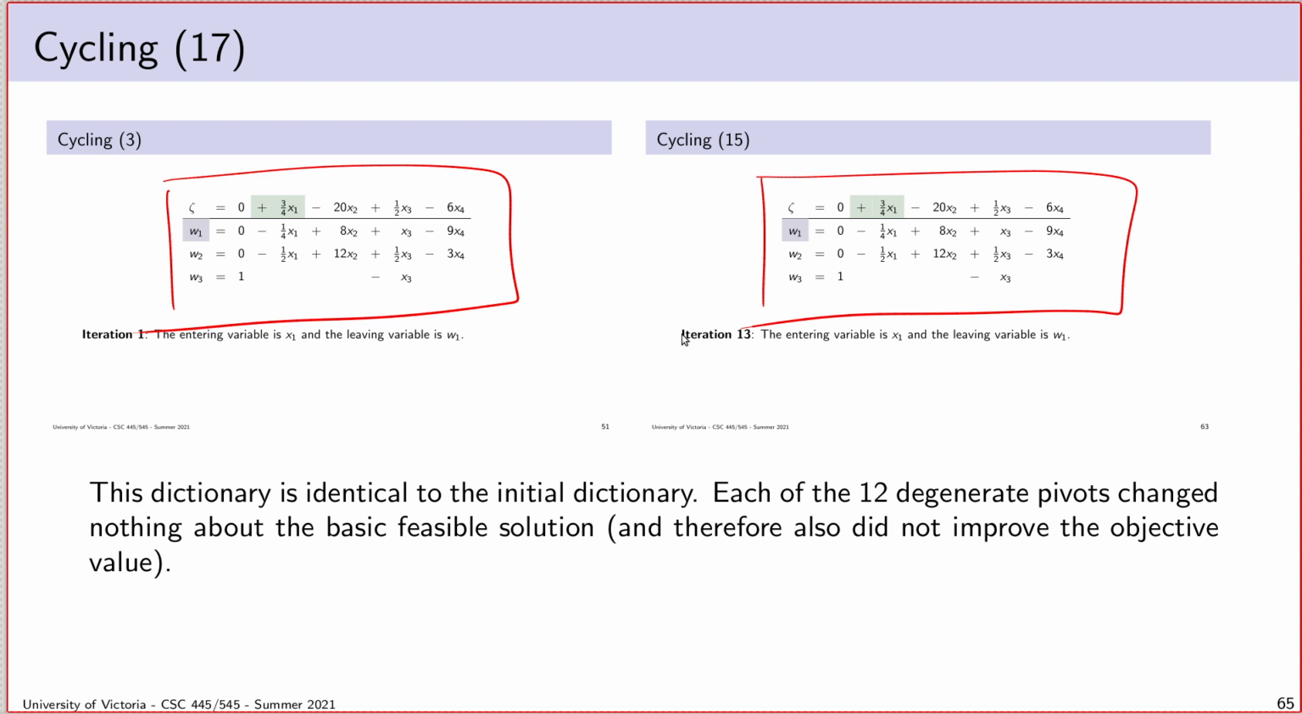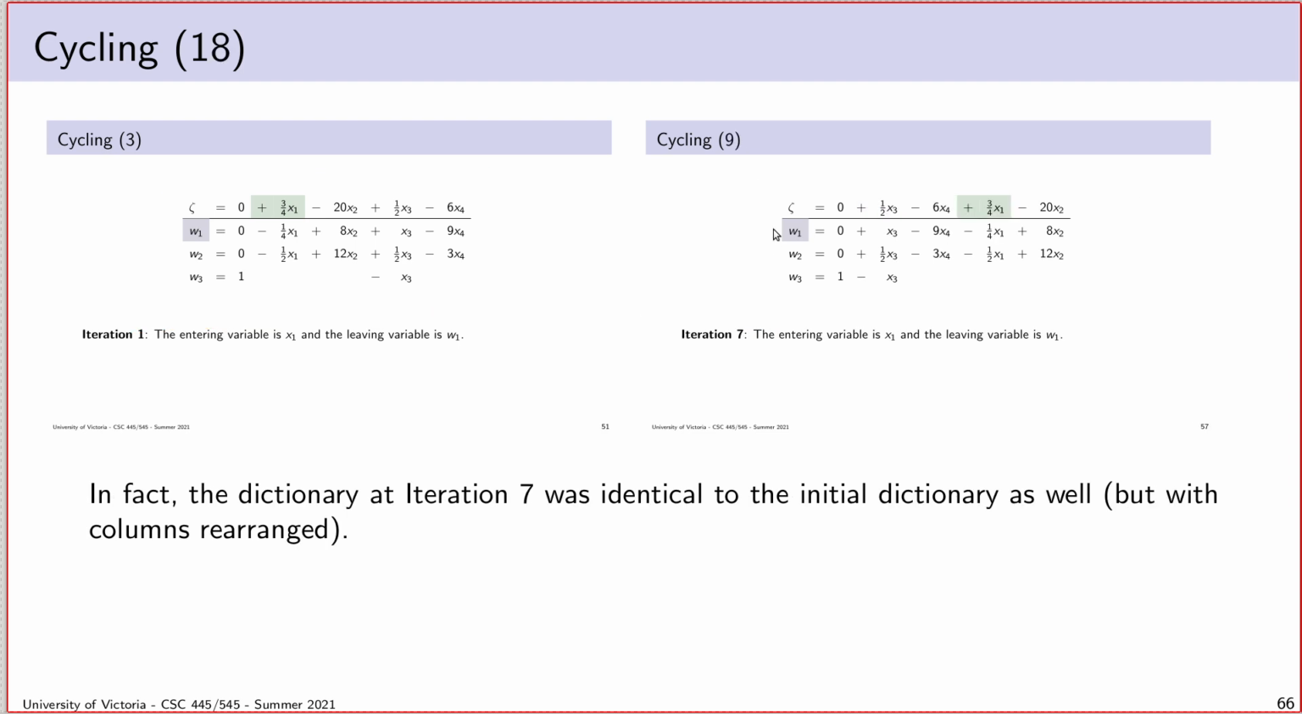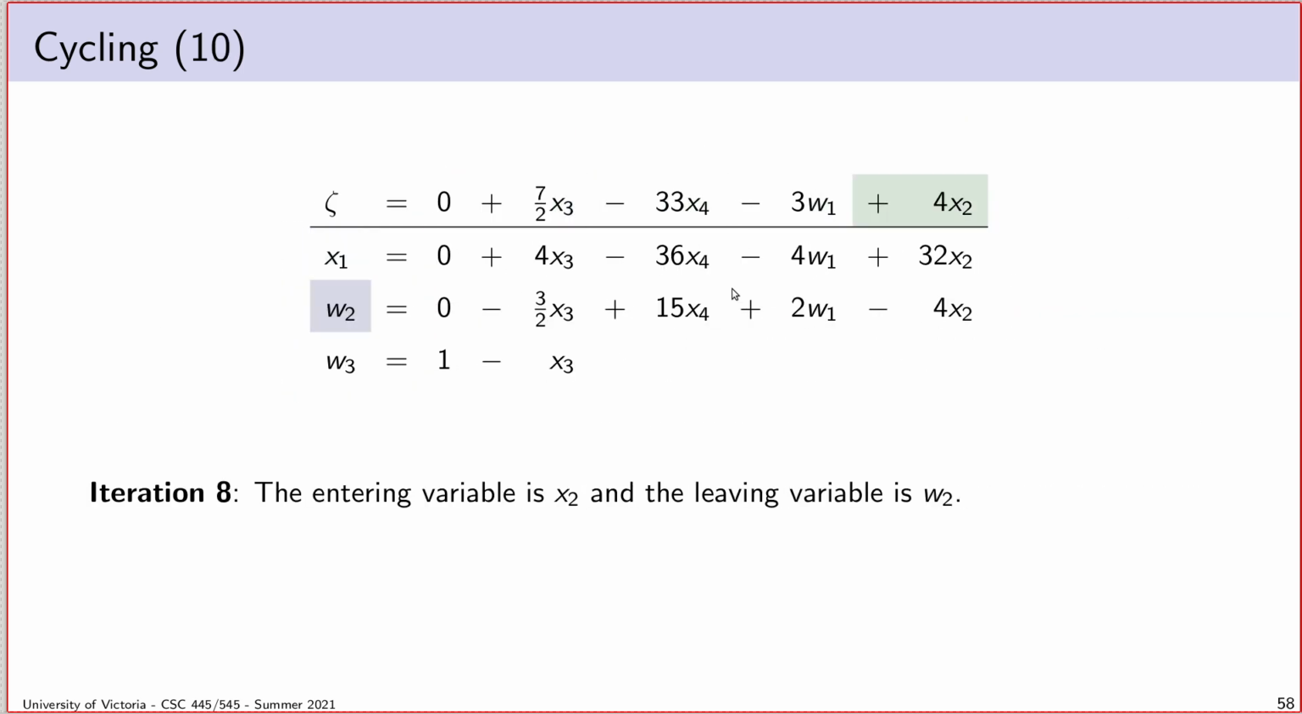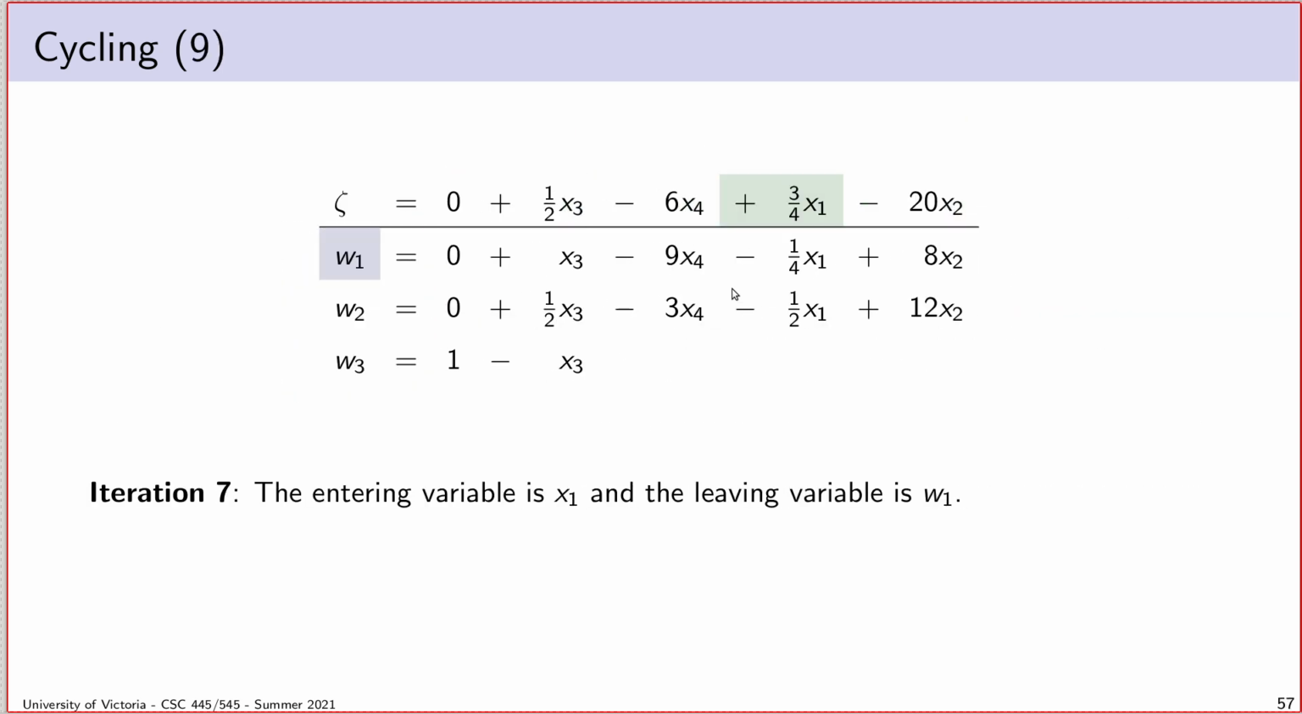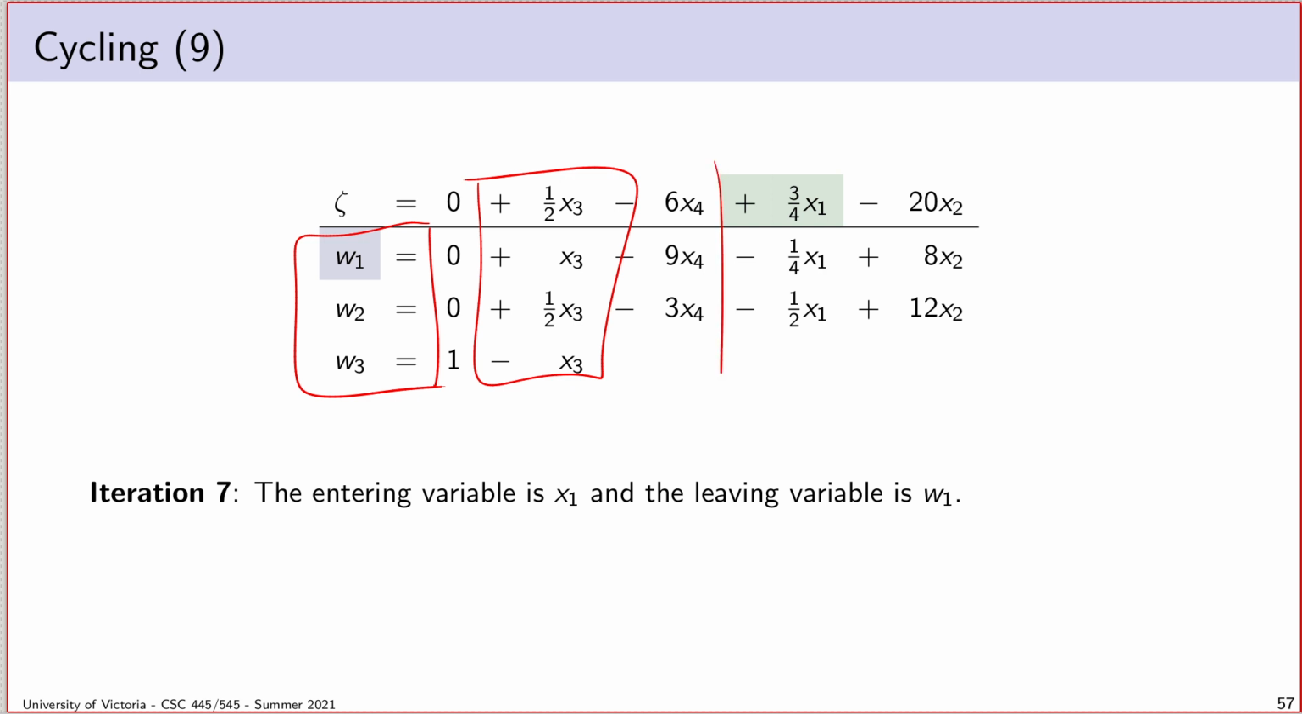But actually, even worse, it turns out I was back where I started at iteration number 7. So I paused at iteration 7 to point this out. At iteration 7, my basis was back to where it was at the beginning. But it did look as if I was making progress because my non-basic variables weren't in the original order.